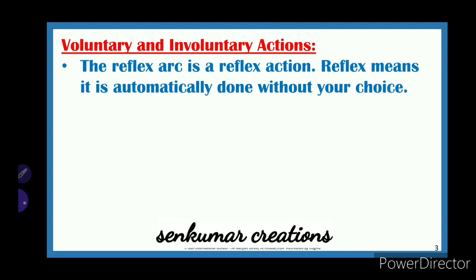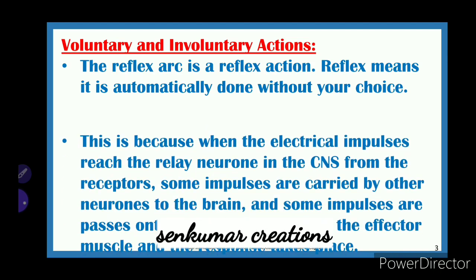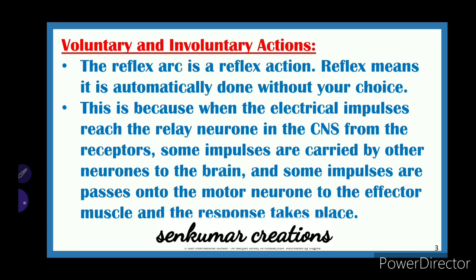Okay, so now you see, this is because when the electrical impulse reaches the relay neuron in the CNS, the central nervous system, from the receptors, some impulses are carried by other neurons to the brain, and some impulses are processed into the motor neuron to the effector muscle, and the response takes place. See the second point. Some impulses are processed onto the motor neuron directly without sending to the brain or central nervous system to give a response to that particular stimulus.